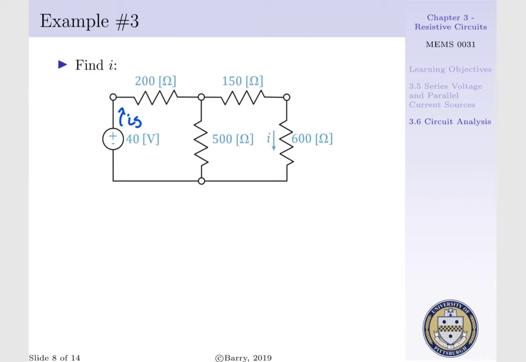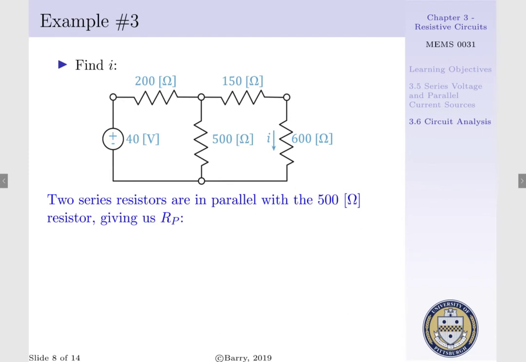To begin, we recognize our 150 and 600 ohm resistor exist in a series configuration. That is, Rs would be equal to 750 ohms. In doing such, we can reduce these two resistors into one. Then we'd recognize that Rs would be in parallel with our 500 ohm resistor. That allows us to calculate our equivalent resistance for our parallel configuration.